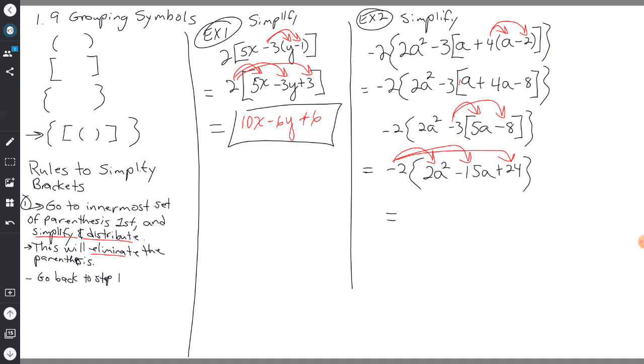So to the first term, right? And then to the second term, negative times a negative. And negative times a positive, negative. All right. And that's as far as we can go.